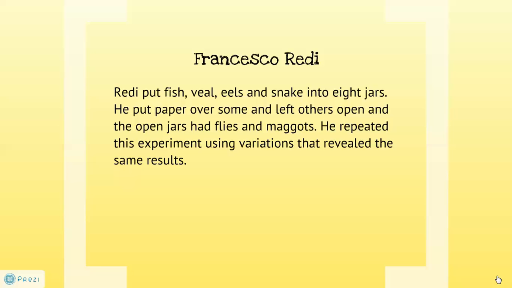Francisco Redi, he was the one that disproved spontaneous generation. He did that by putting fish, veal, eels, and snakes into 8 different jars, and he put paper over some, left others open, and as the material rotted, maggots would appear in the jars that were not covered, and so he was able to disprove spontaneous generation and say that they had to have been contaminated by the flies. We watched a video in the last lecture about that.